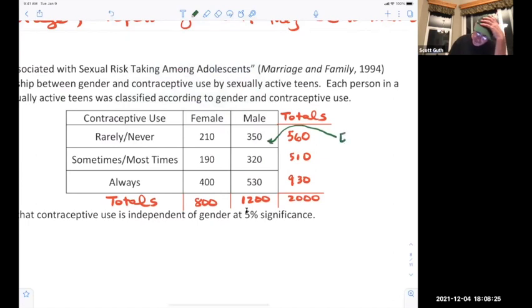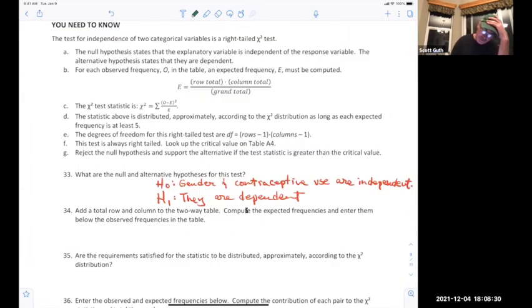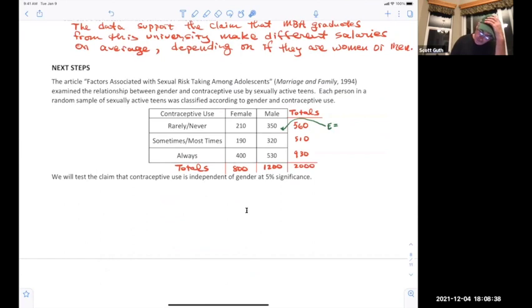our expected frequency has to be the row total. Again, the formula right here, we're going to do row total times column total over grand total for the expected frequencies. So on that one, the row total is 560, the column total is 1200, and the grand total is 2000. So we'll just multiply that out. 560 row total times column total, 1200, over grand total of 2,000 people. And when you do that, it turns out to be an even 336.